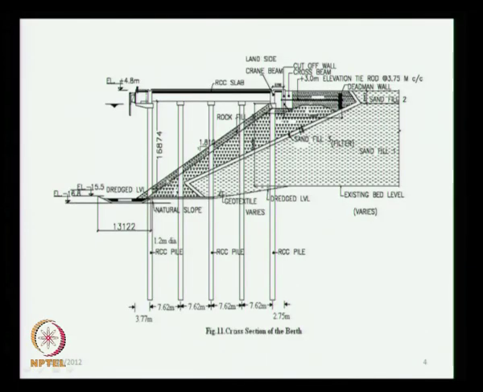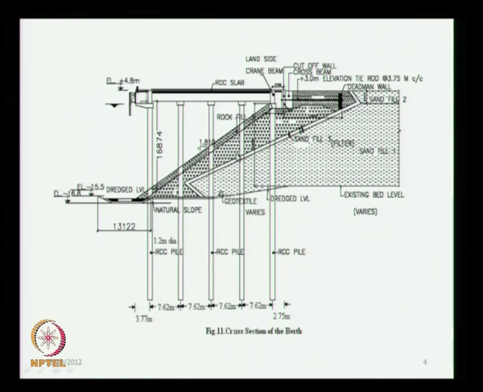Suppose you use this type of construction, so when you are dredging the slope at this and you are filling the sand here, you get a sand fill like this, then you put the rock toe embankment. Sometimes they build it on the land and then they will start dredging here. In such a case the slope will not be formed.